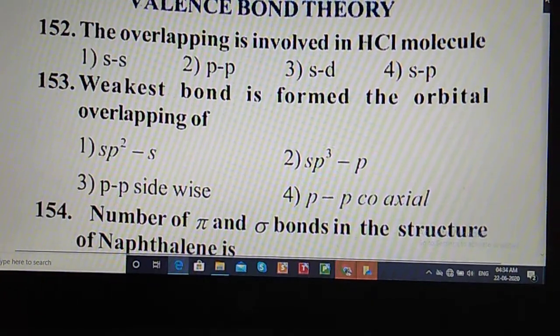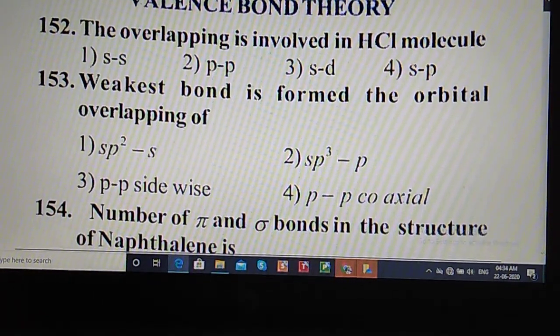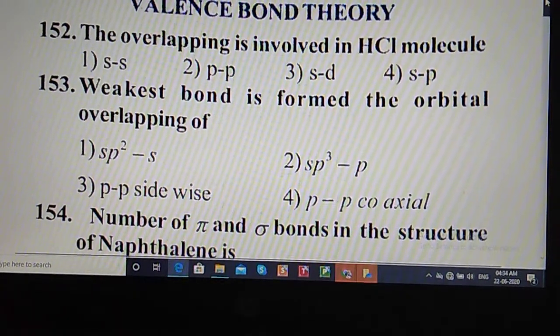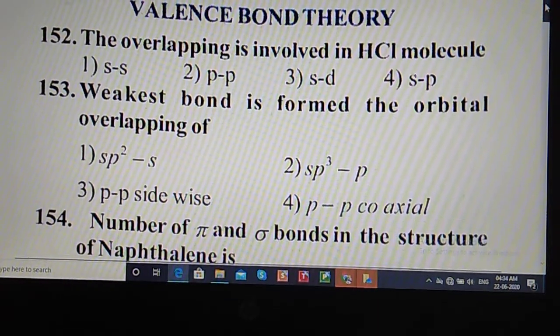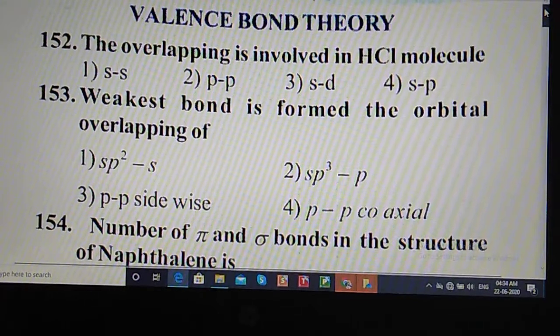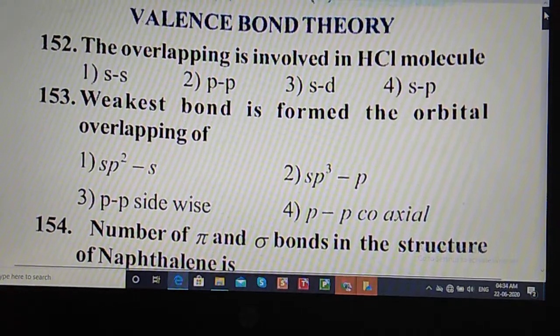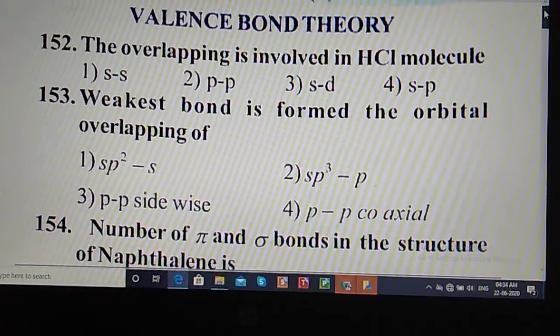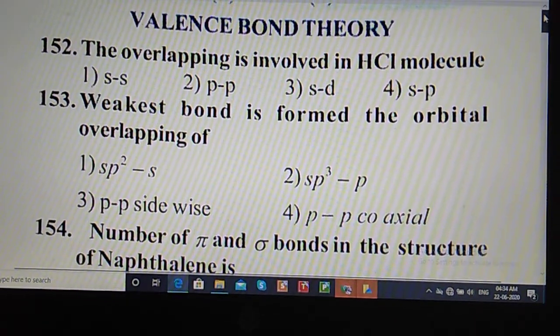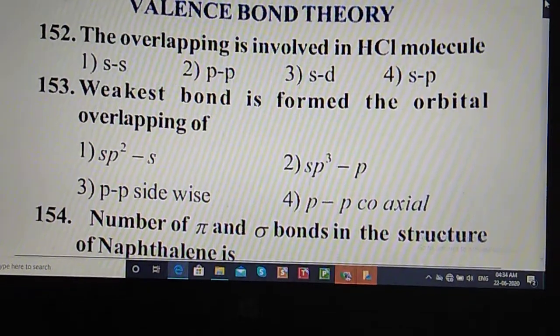The overlapping involved in the HCl molecule. They have said that there is an HCl molecule, student, and in that HCl molecule they are asking what overlapping is there. One option is SS overlapping in HCl, SS, PP, SD and SP. So these four options they have given. Let us check the options on the board, student.